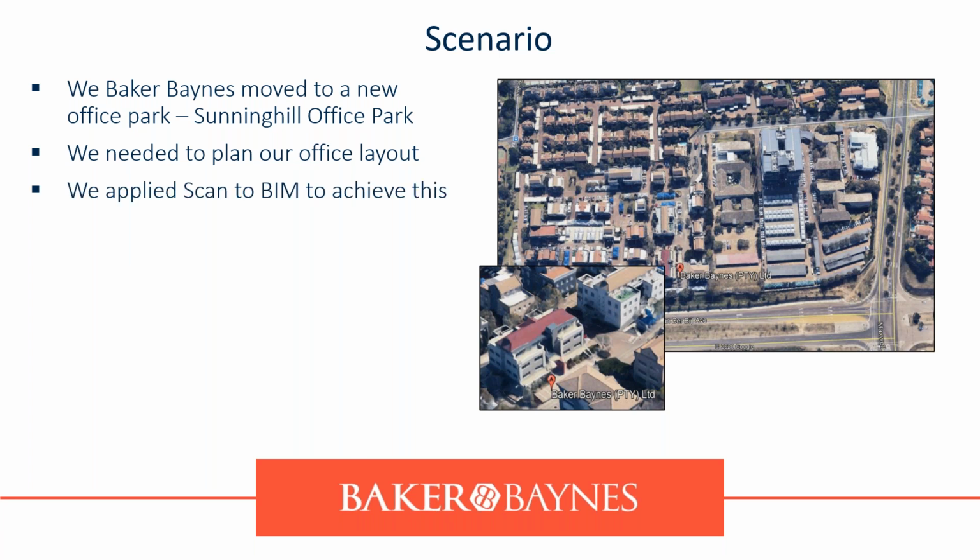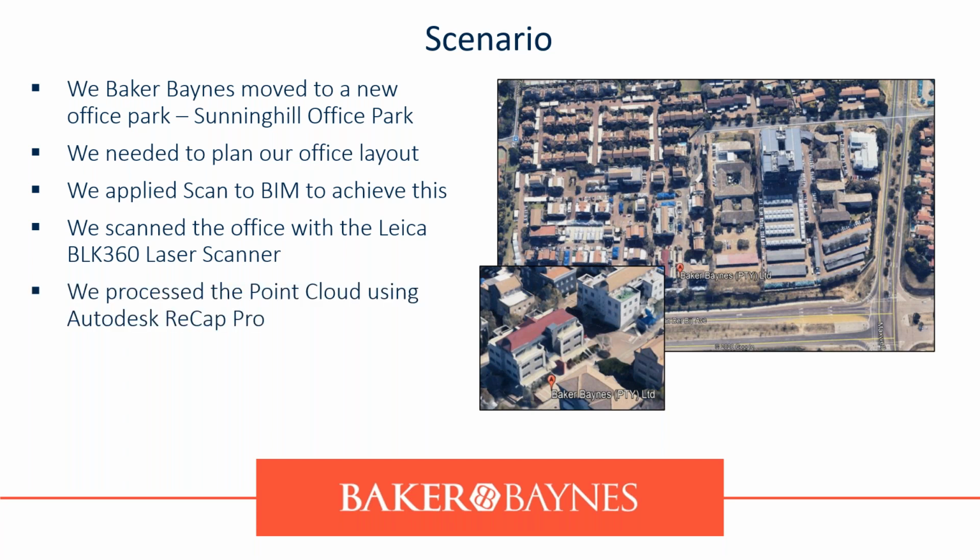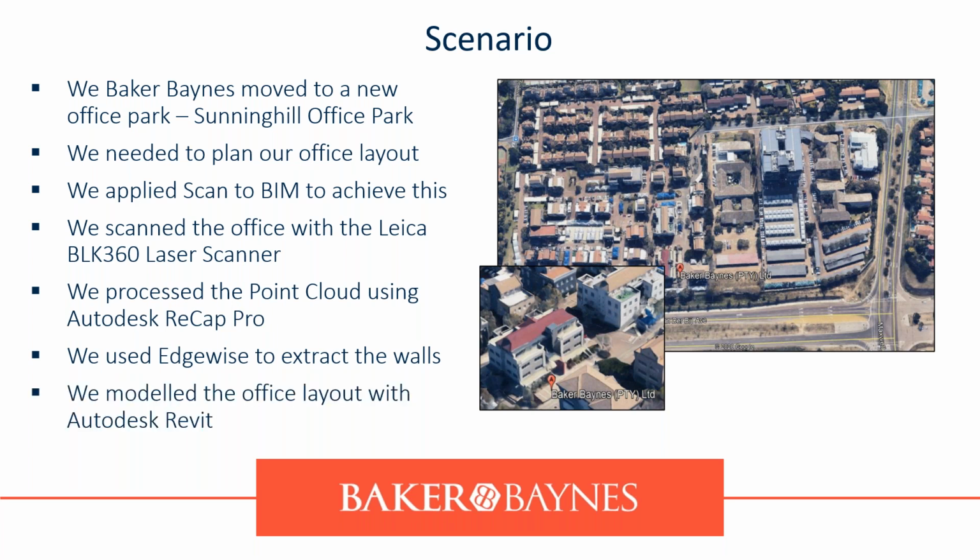We thought, hey, it'll be quite cool to apply scan to BIM to achieve this. And I promise you, it was really amazing. It worked 100% correct. What we did was scan the office with the Leica BLK 360. So I went in and did a scan. We then processed it with Autodesk Recap Pro. We extracted the walls using automatic feature recognition by EdgeWise. And then our architect in the office modeled the Revit model, which looked damn cool.